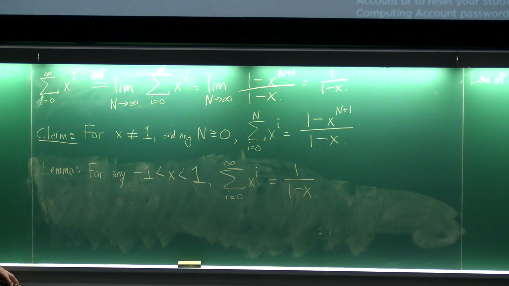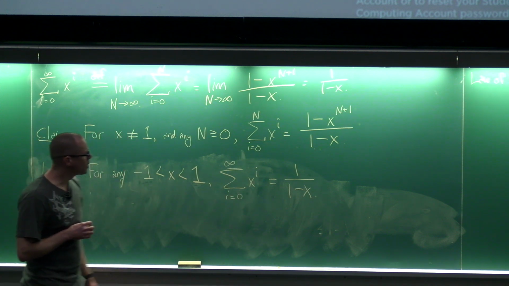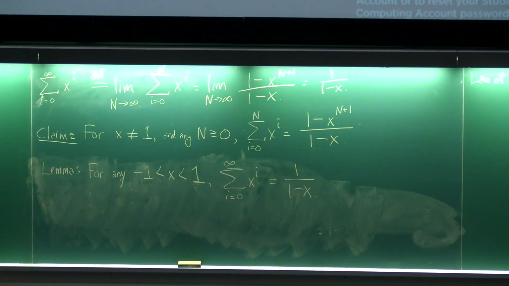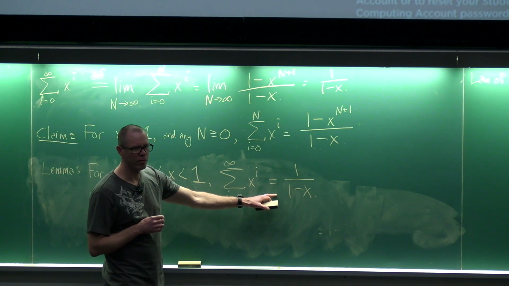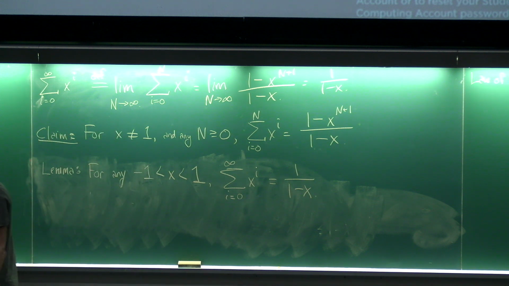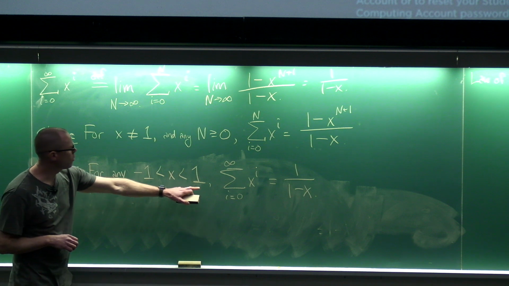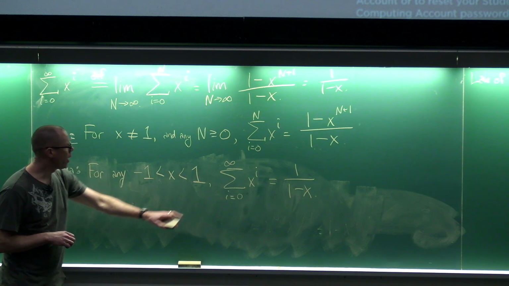That's good. And these things come up all the time. This is called a geometric series. And it's really helpful to know what the value of one of these things is. And what about this condition here where x has to be between minus 1 and 1?